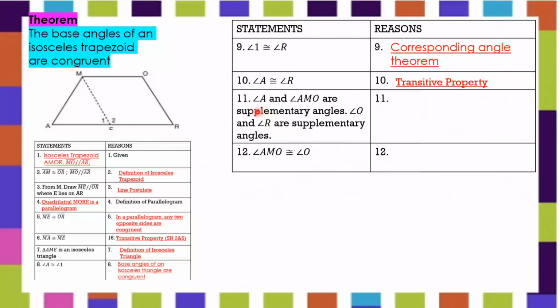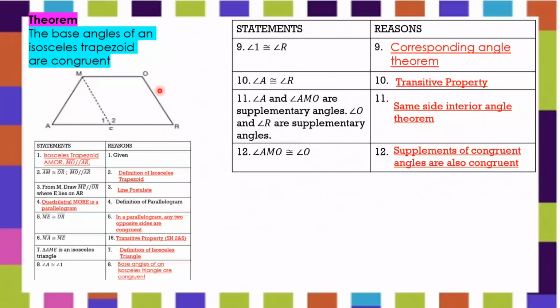Okay? So, for number 11, we can now say that angle A and angle AMO are supplementary angles. And angle O and angle R are also supplementary angles. So, under what reason? The same side interior angle theorem. Okay? So, from there, we can now say that angle AMO is congruent to angle O. For what reason? We have supplements of congruent angles are also congruent. So, na-prove na natin that the base angles, which is angle A and angle R, so one pair, and angle AMO and angle O are congruent. Okay, so we have proved the theorem. The base angles of an isosceles trapezoid are congruent.